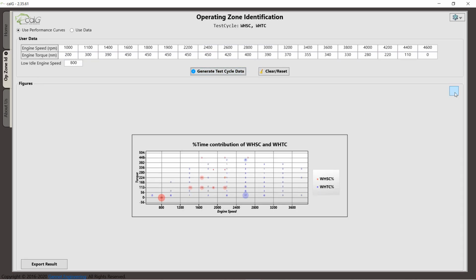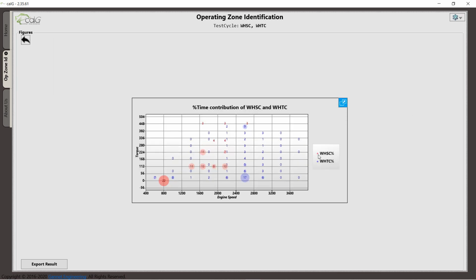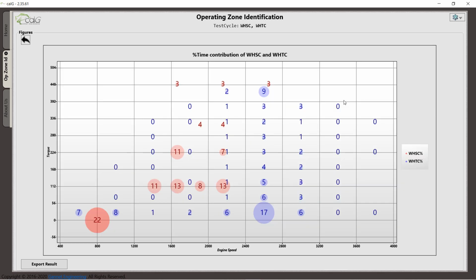Now you can see here, when we generate the test cycles, the red indicates the steady state cycle and the blue indicates the transient cycle. Let us zoom into the plot. This shows the idle point, which is 800 rpm. Almost 22% of the time, the WHSC cycle is running at this point. And you can see 11%, 13%, 8%, 13%, 7, 11, 4, 4, 3, 3, 3. Multiple points. These are the emission points when the engine is running the WHSC cycle. You can also see where the engine is running in the transient cycle.